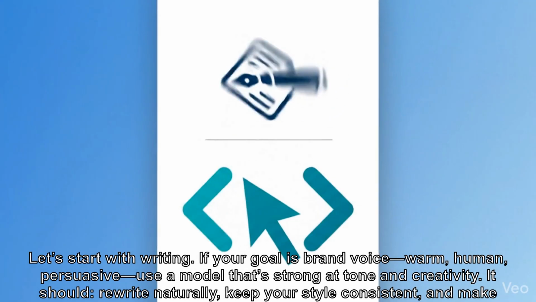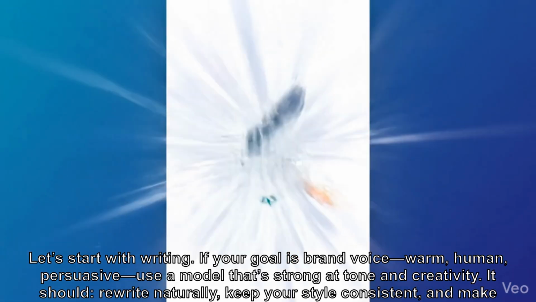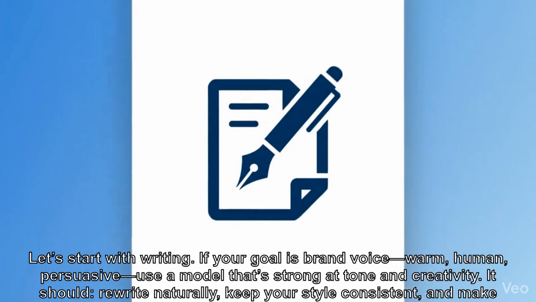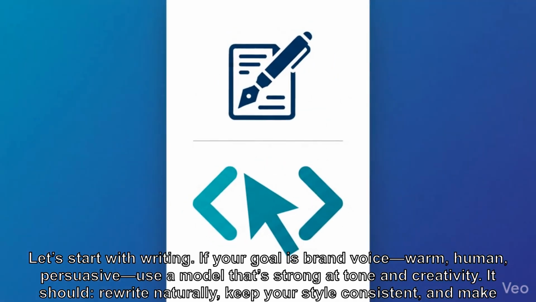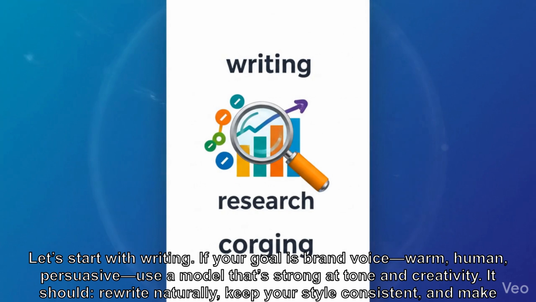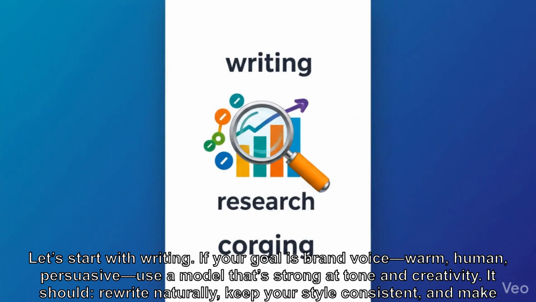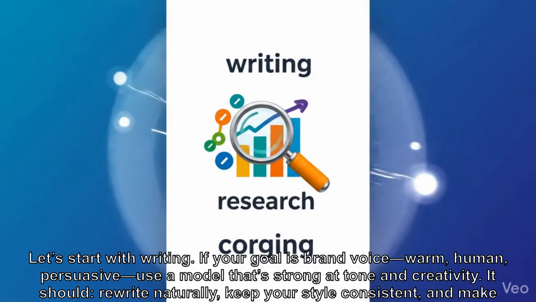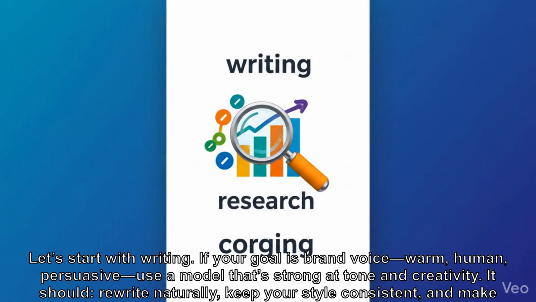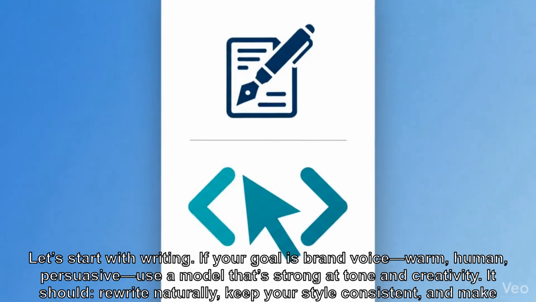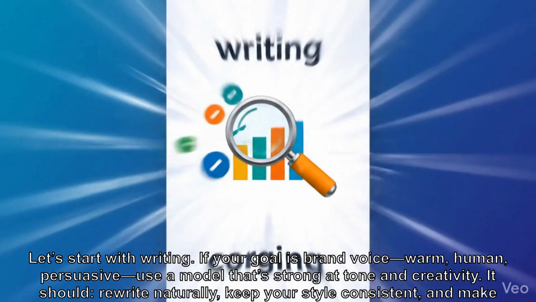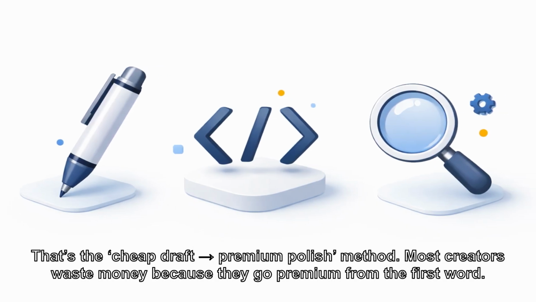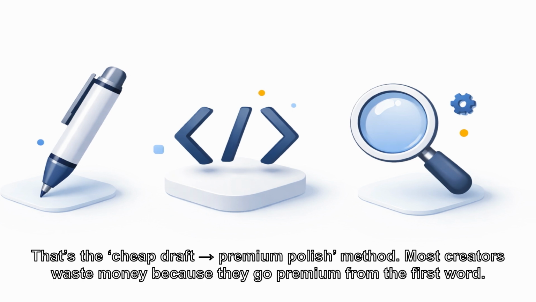Let's start with writing. If your goal is brand voice, warm, human, persuasive, use a model that's strong at tone and creativity. It should write naturally, keep your style consistent, and make content feel like a person wrote it. But here's the trick. Writing has 2 phases. Phase A, draft. You want speed and structure. Phase B, polish. You want punch, rhythm, and clarity. So you can draft cheaper, then polish with a stronger model only at the end. That's the cheap draft, right arrow, premium polish method. Most creators waste money because they go premium from the first word.